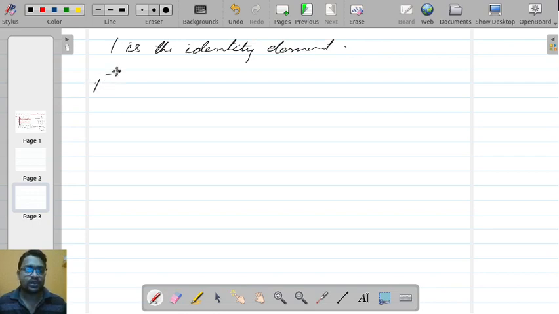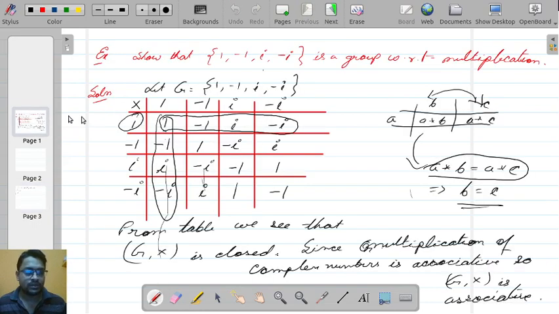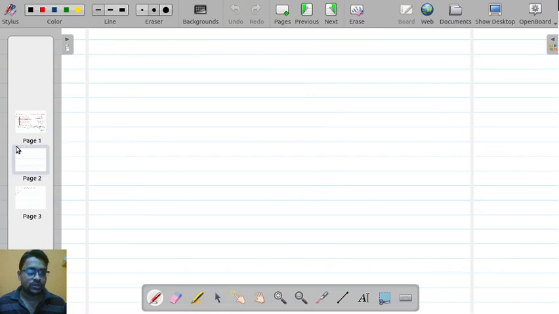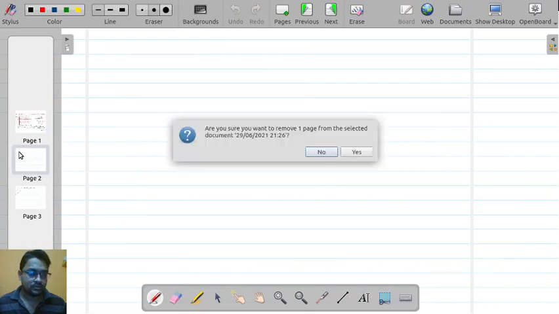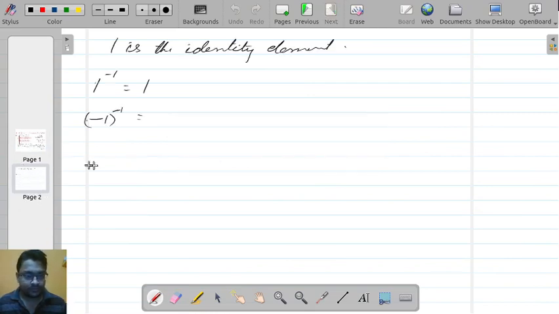And what is left? Inverse. What is 1 inverse? 1 inverse is 1. Minus 1 inverse is what? From the table itself you can see minus 1 multiplied with which element gives us 1. Minus 1 multiplied with minus 1 gives us 1. So the inverse of minus 1 is minus 1.